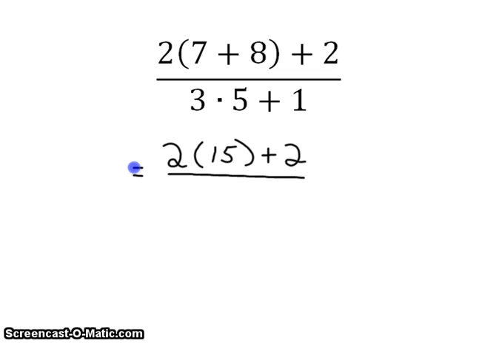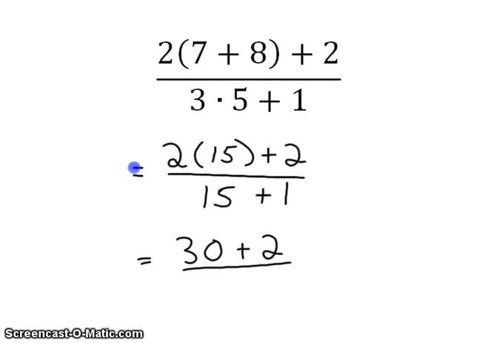Okay, that's the first step for the numerator. Now, what's the first step for the denominator? The 3 times 5. 3 times 5 is 15. Okay, bring down the plus 1. Okay, now, in my numerator, I have to simplify the 2 times 15 first. So 2 times 15, 30. Bring down the plus 2 because we didn't do anything with it. Now in my denominator, we have 15 plus 1. That can be simplified right now. 15 plus 1 is 16. Okay, all we have is addition in that denominator.